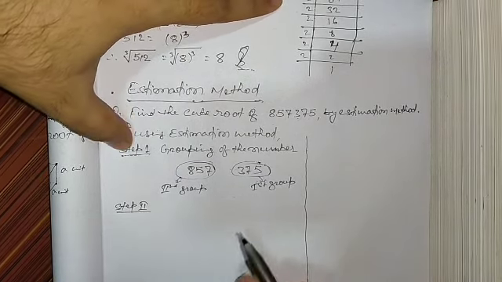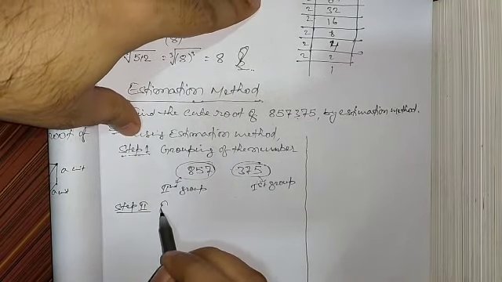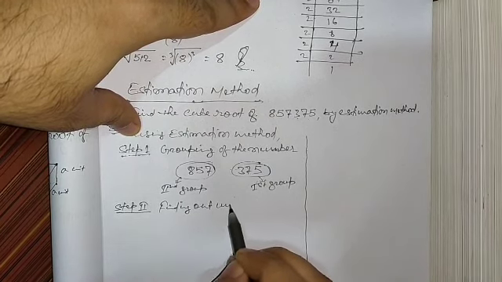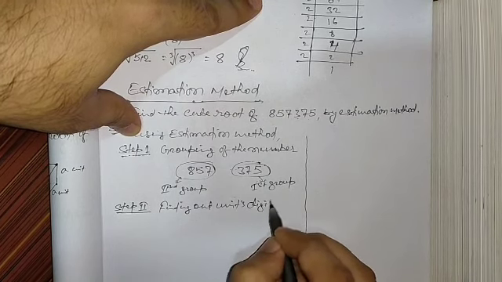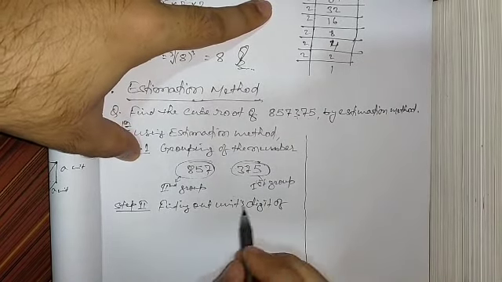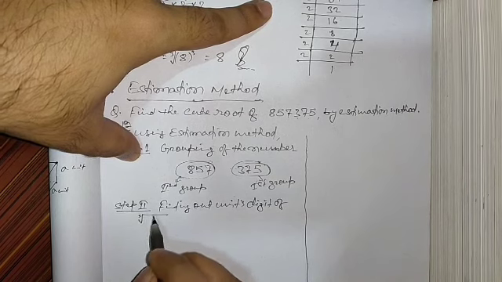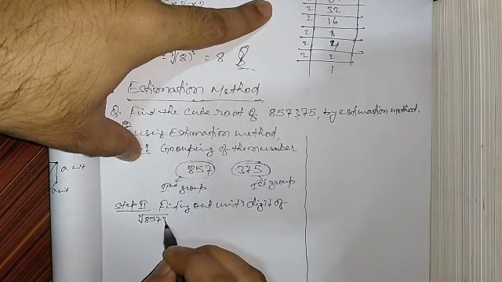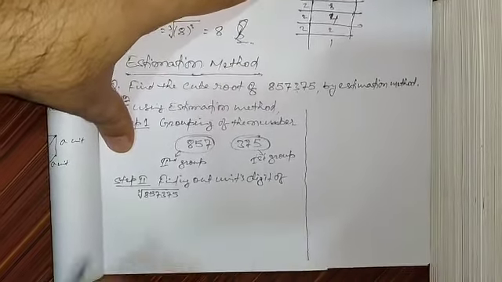find out the units place number, so I'm writing it: finding out units digit of, instead of writing the whole cube root of this number, I'm just writing units digit of cube root of 857,375. Yeah, this only we have to find out. So I'm just writing it out.